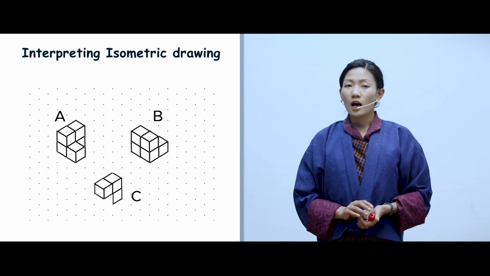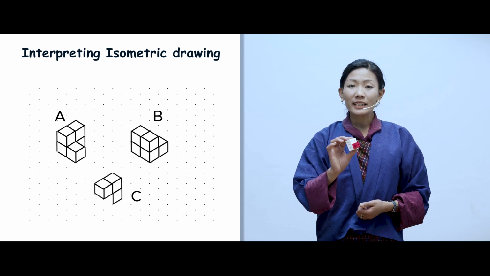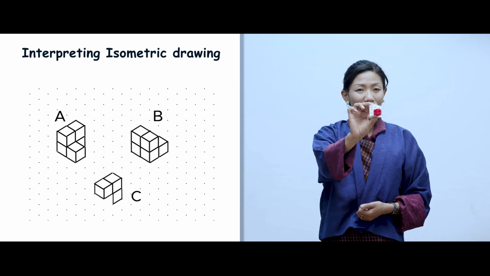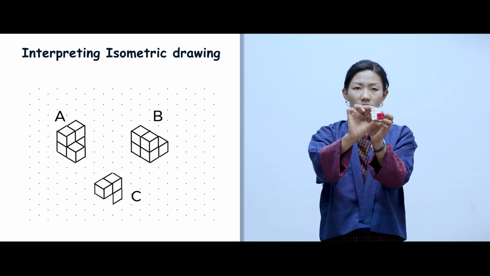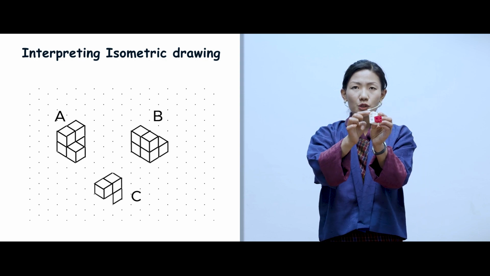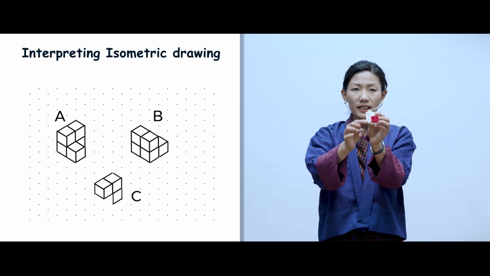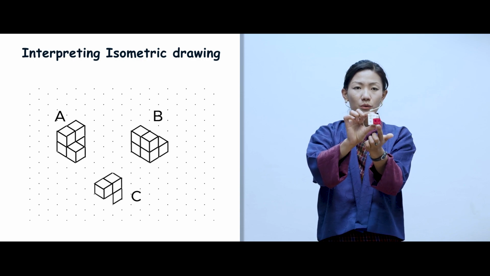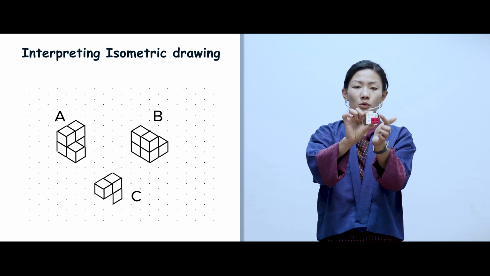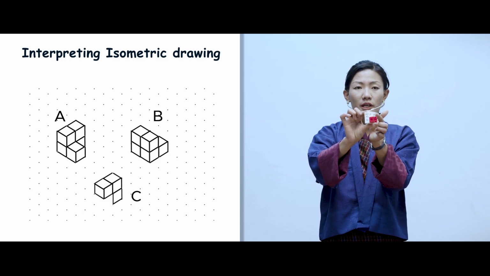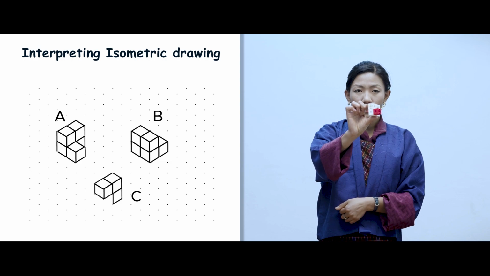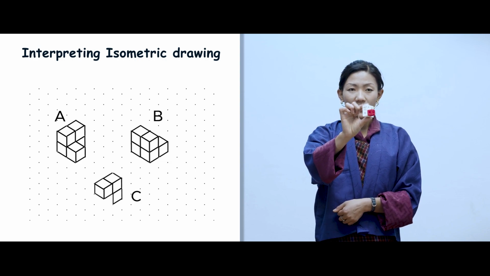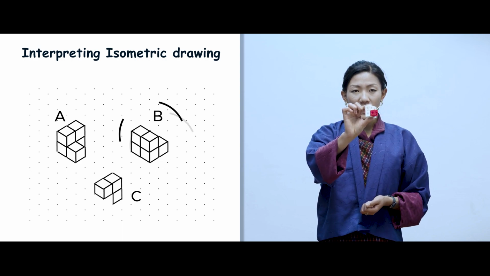Did you notice? Okay, to help you, let me show you the structure once again. Look at drawing A. What does it show? It shows us these two cubes, right? And then you have a cube here. And it also shows that there are two cubes at the back. Does it match this structure? Yes, it does, right? Now look at drawing B.